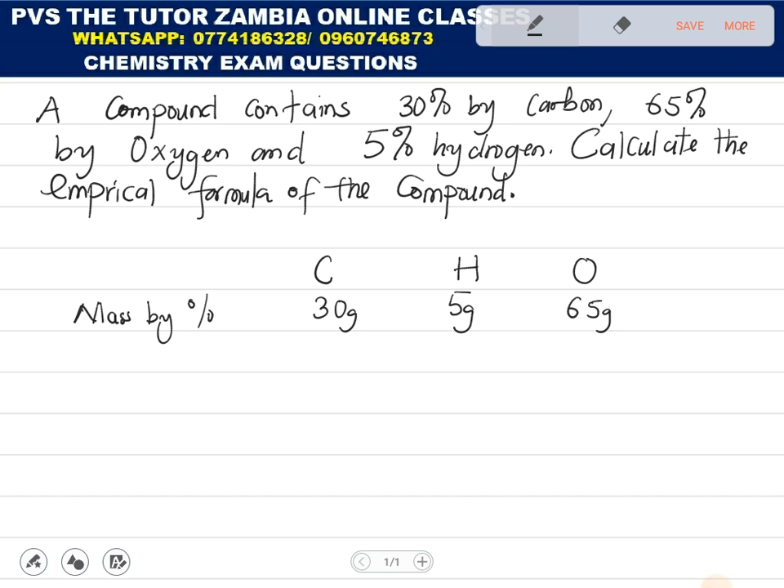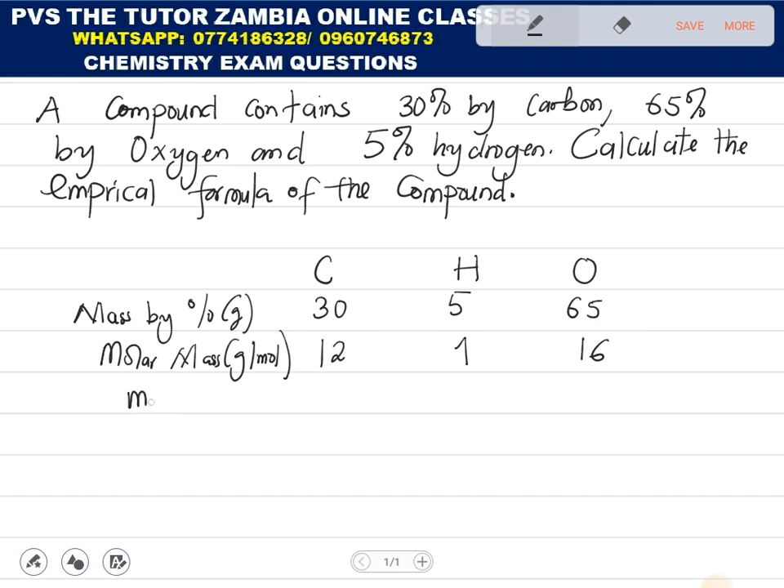Then we have grams here, and let's talk about the molar mass. The mass of carbon on the periodic table is 12 gram per mole. So I'm just going to put gram per mole. It's 12 here. Hydrogen is just 1. Oxygen is 16. We know that, right?